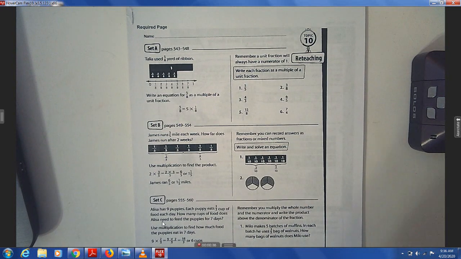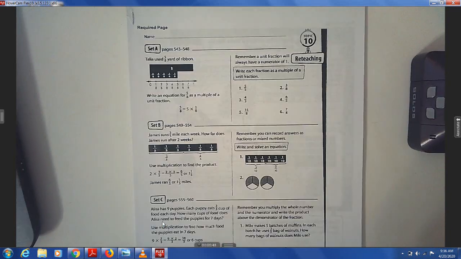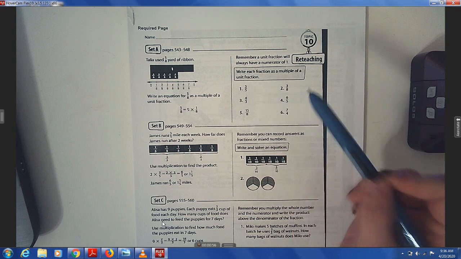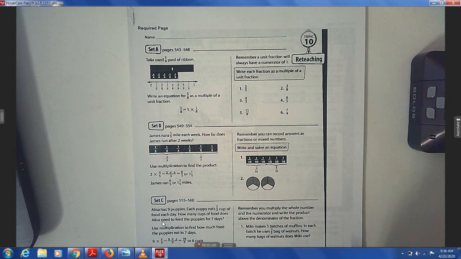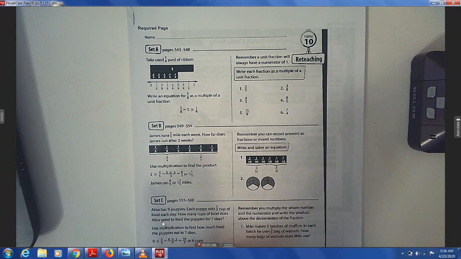So starting with set A corresponds with lesson 1, which is multiples of a unit fraction. Remember, a unit fraction will always have a numerator of 1. So we are going to be writing the equation to get the answer, pretty much. Write each fraction as a multiple of a unit fraction. So we'll be writing a whole number times a unit fraction to get our answer.